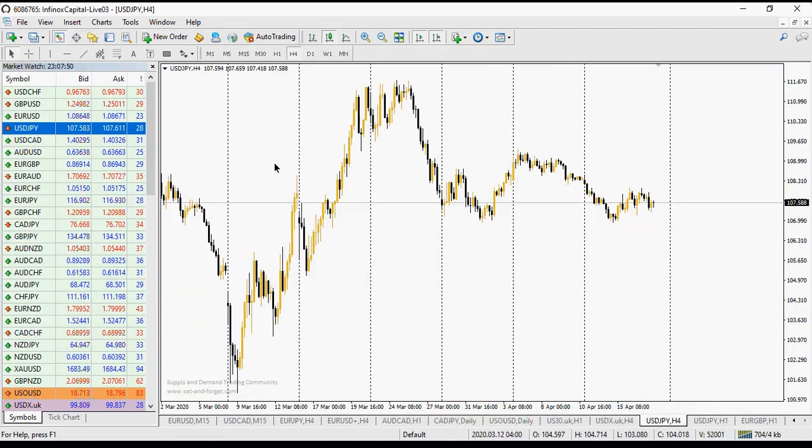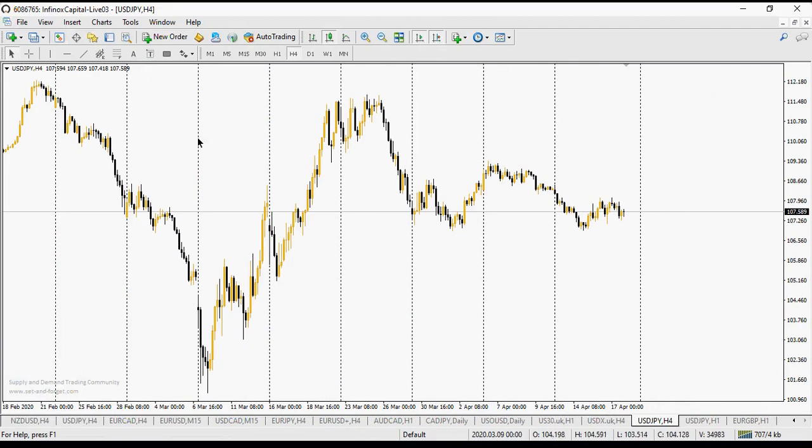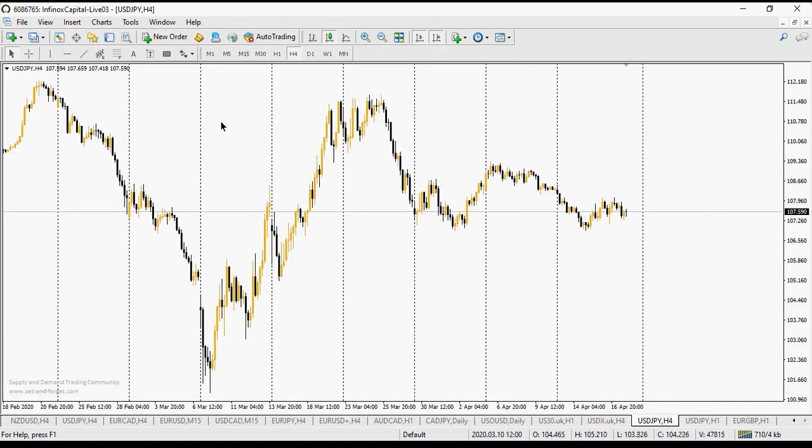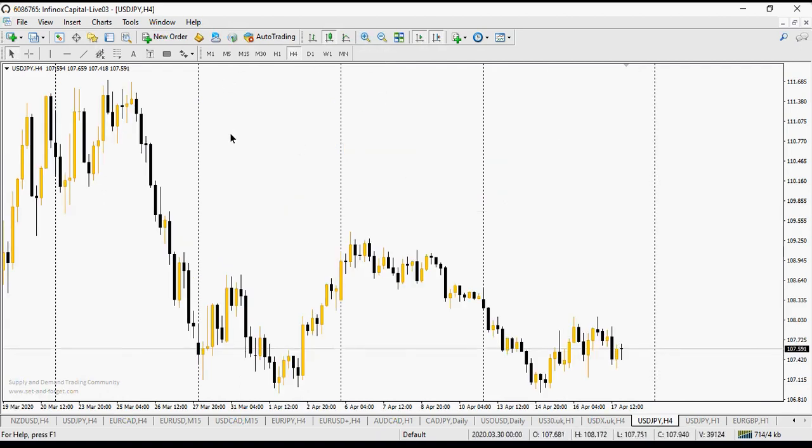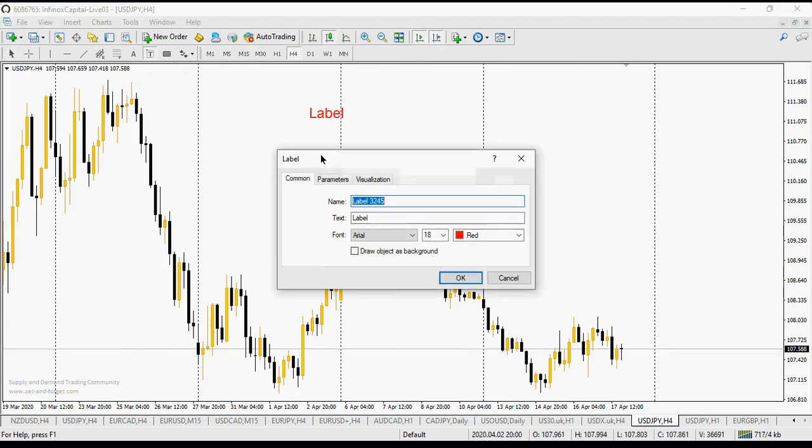Okay. So today we'll be discussing the Fibonacci tool, and how to use it as a confirmation tool for our trades. The spelling of Fibonacci: F-I-B-O-N-A-C-C-I.